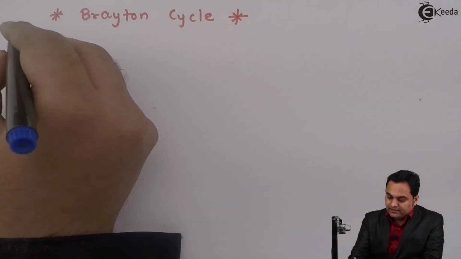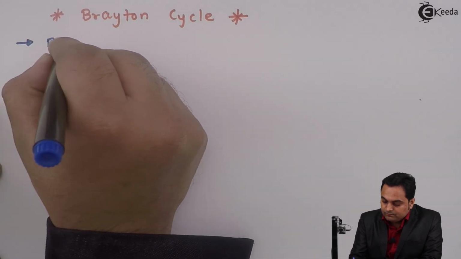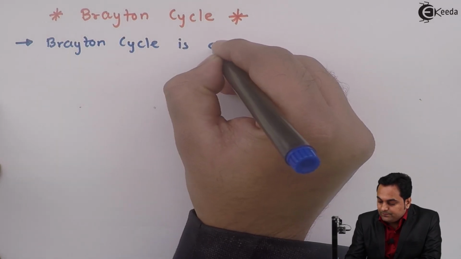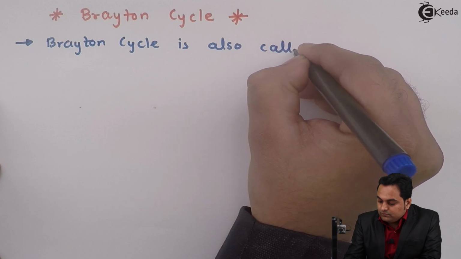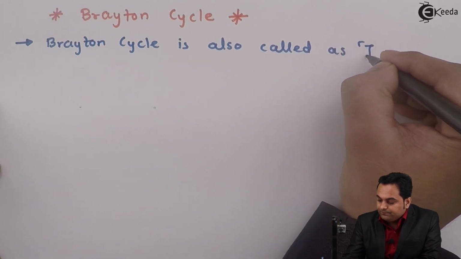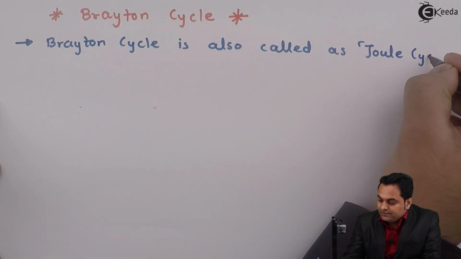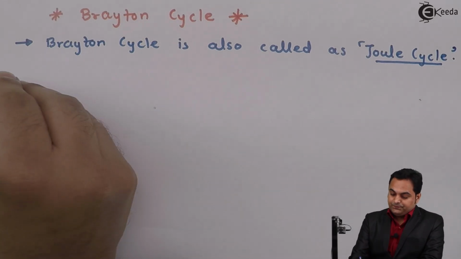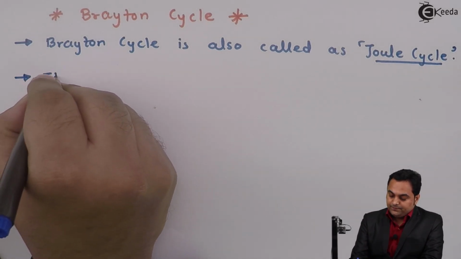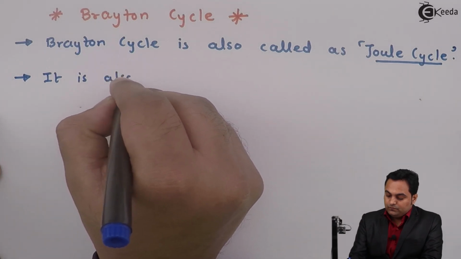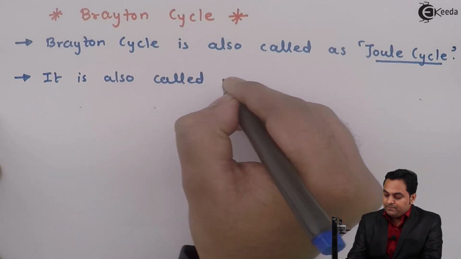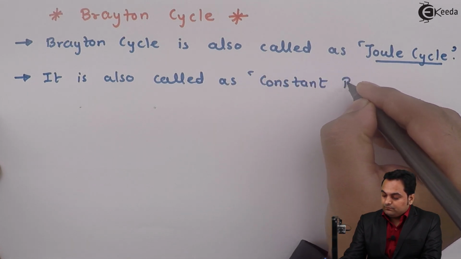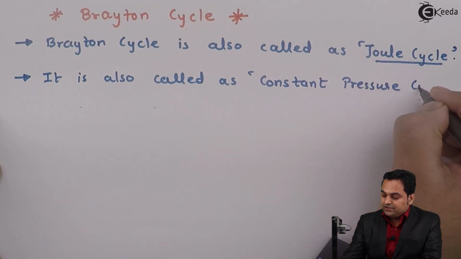Here I'll mention that Brayton cycle is also called as Joule cycle. Next, it is also called as, the other name is constant pressure cycle.